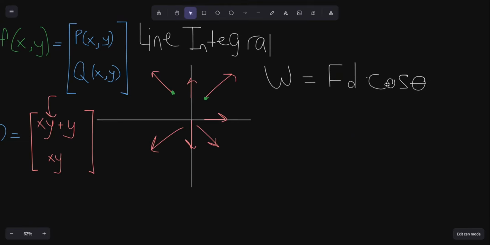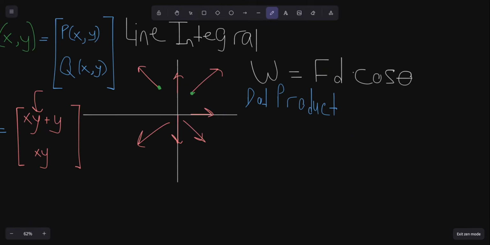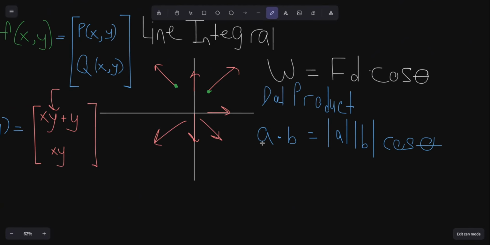But what is this equal to? This is so familiar because, recall, this is just the dot product. Recall the dot product formula: if you have A dot B, that's equal to the magnitude of A times the magnitude of B times the cosine of the angle. And this is great, right?